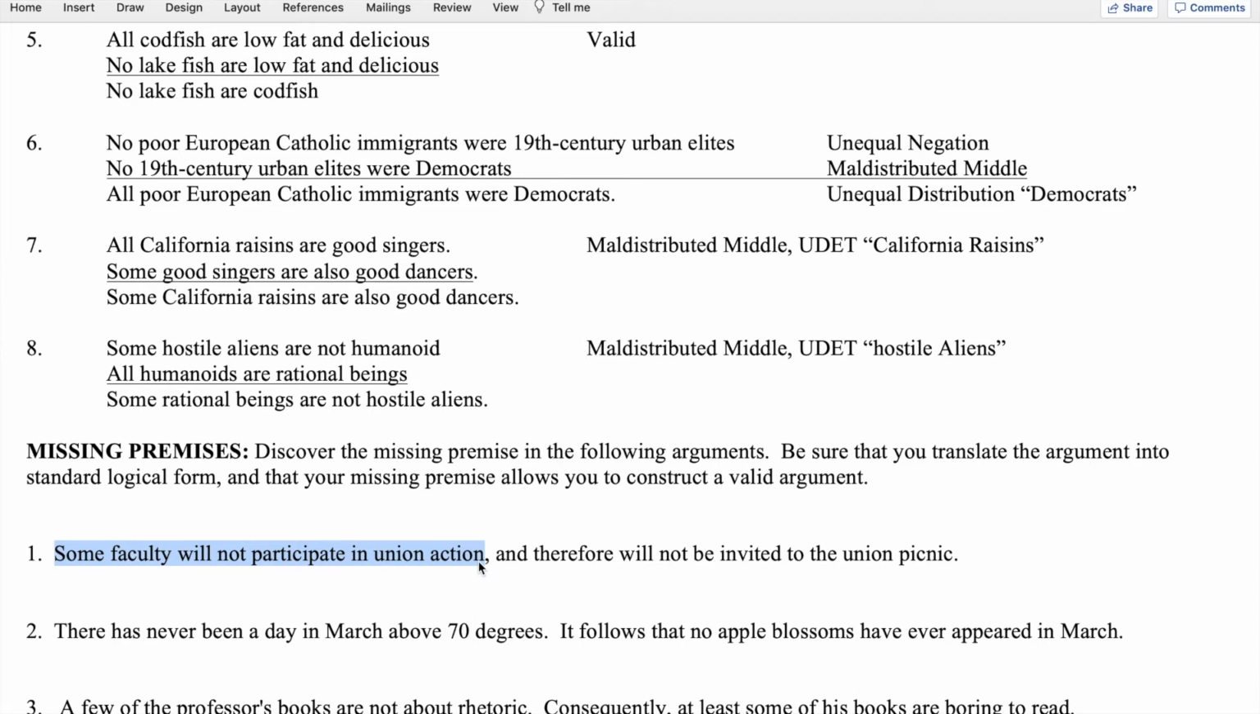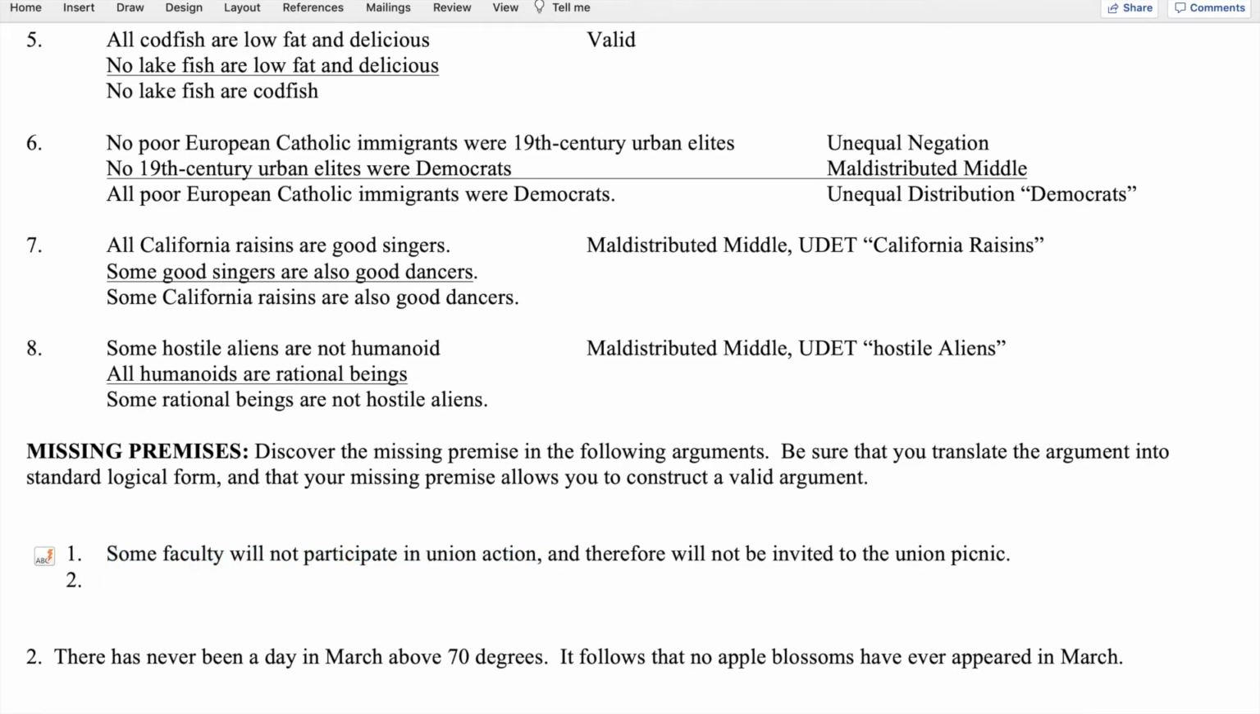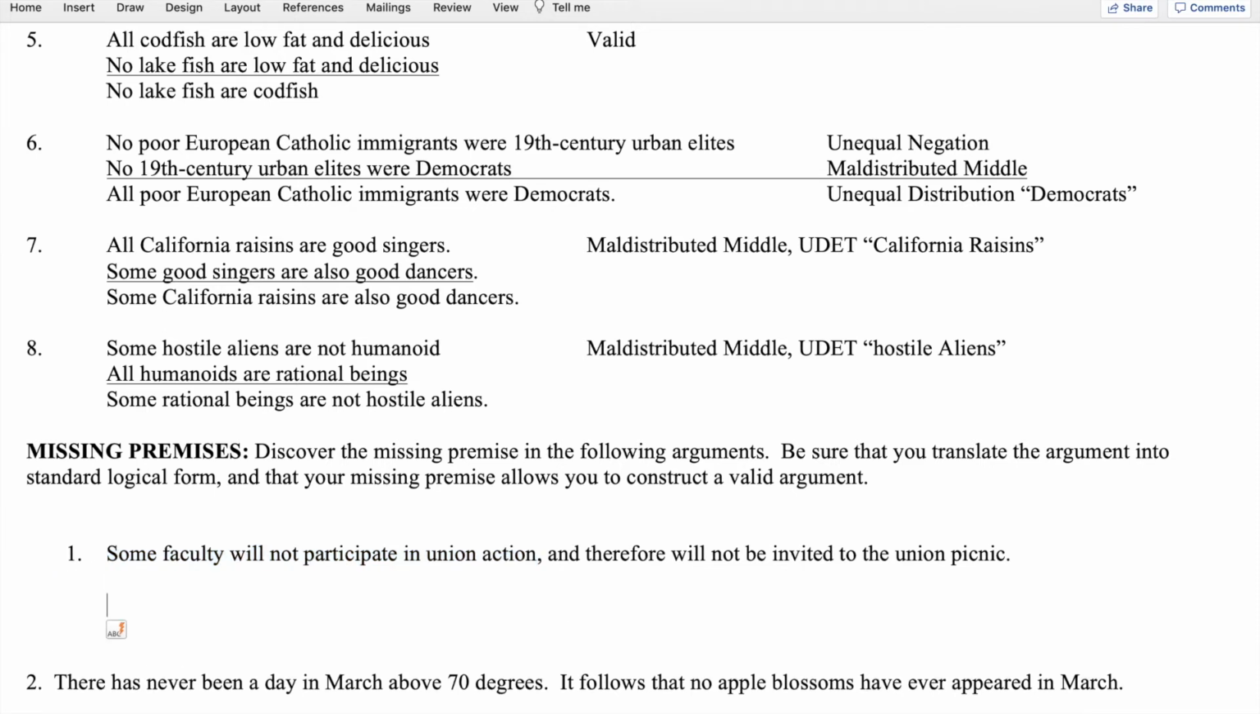And as it turns out, the premise here is almost already in standard logical form, so we could start with that, and we would put it as some faculty, and we see it's negative, are not, and we'll call it union action participants.